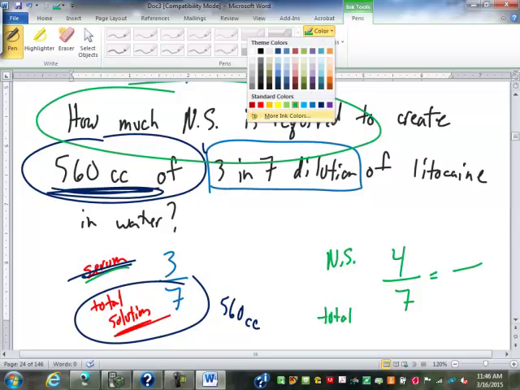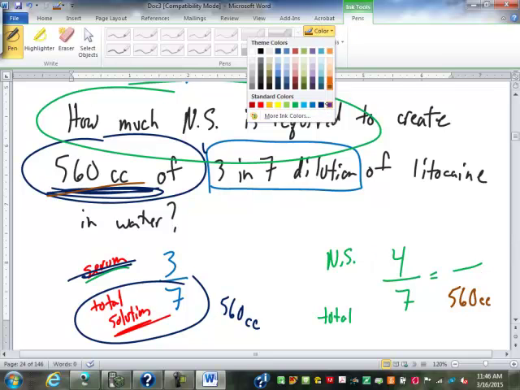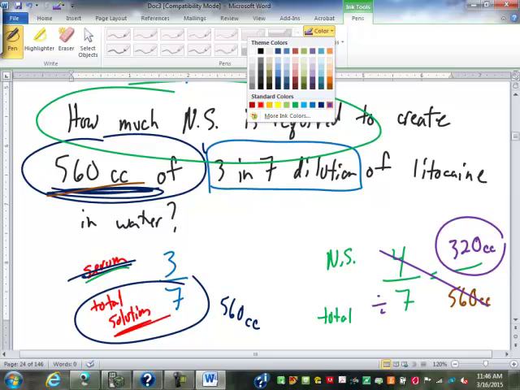And now we can complete the ratio by putting in the 560 cc's. That represents the total. And then cross-multiplying and dividing, 4 times 560 divided by 7 should be 320 cc's of water, of saline.